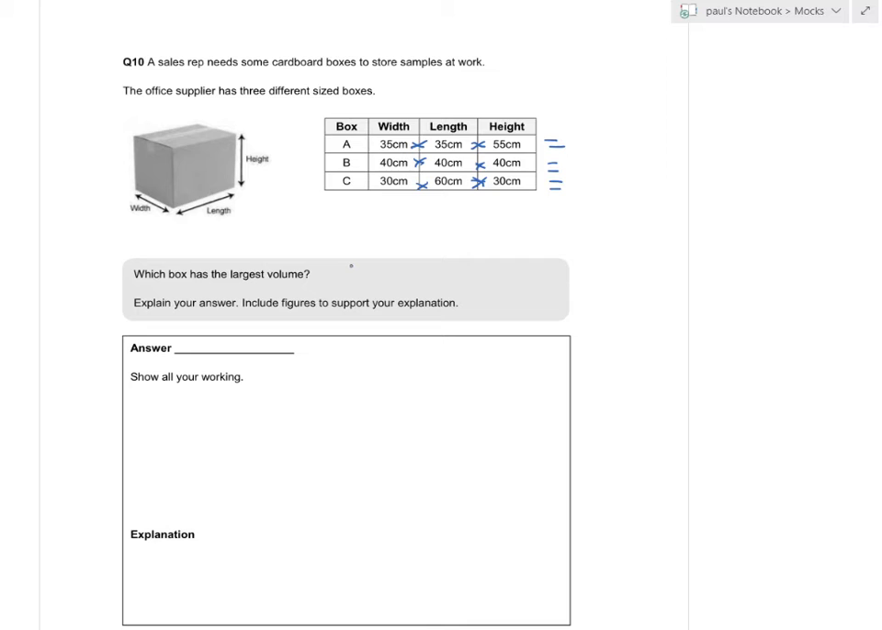So A is 35 times 35 times 55, which is 67,375 centimeters cubed. And the next one is 40 times 40 times 40, which is 64,000 centimeters cubed. And this one is going to be 30 times 60 times 30, which is 54,000 centimeters cubed. So they're the volumes.